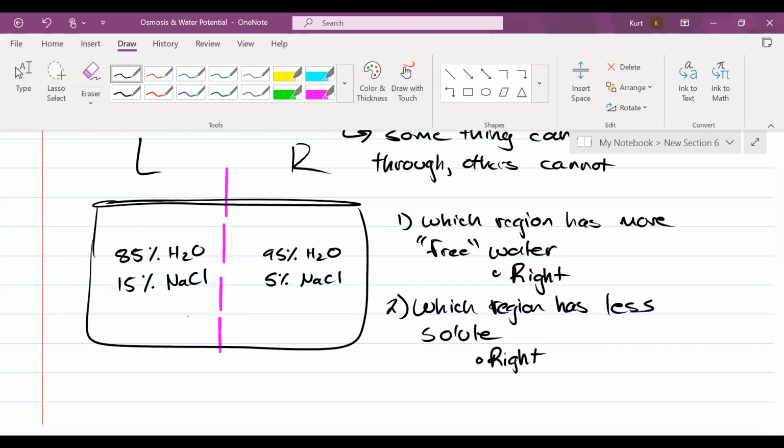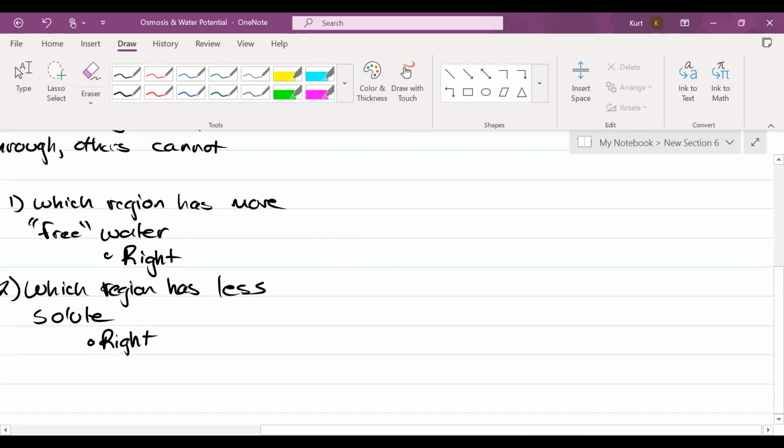If it has less water, it has more solute. And then the opposite, if it has more water, it has less solute. Water's still going to go this way. So let's do a few examples with cells.